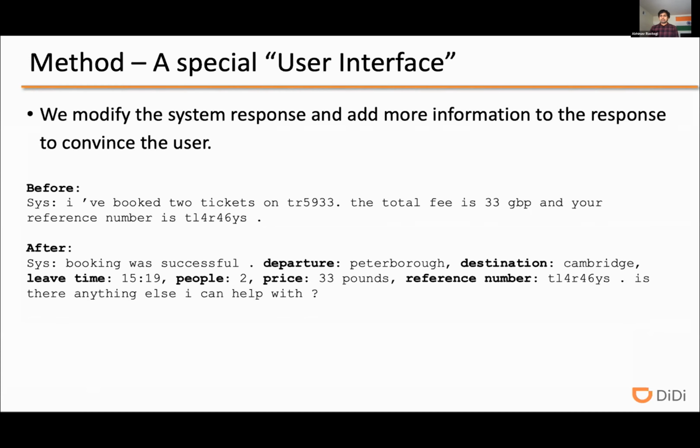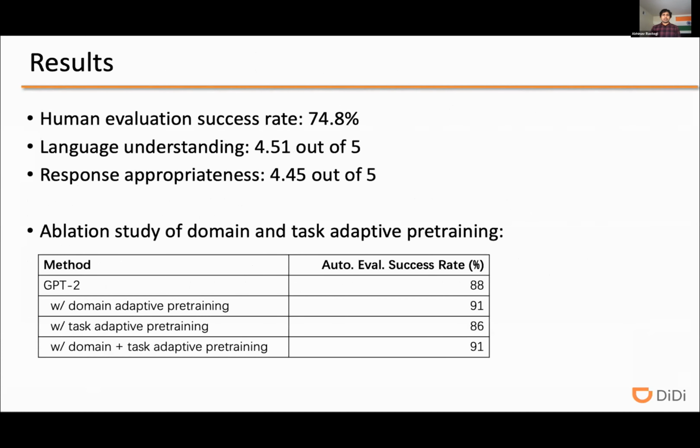And besides this type of error, we made a few more rules for other error types as well in this user interface. And here are the evaluation results. Our success rate of human evaluation is 74.8%, and our language understanding score is 4.5 out of 5, and response appropriateness score is 4.4 out of 5. And these two scores are given by the human users. So I would say our system did a pretty good job on language understanding and the appropriateness of the response.